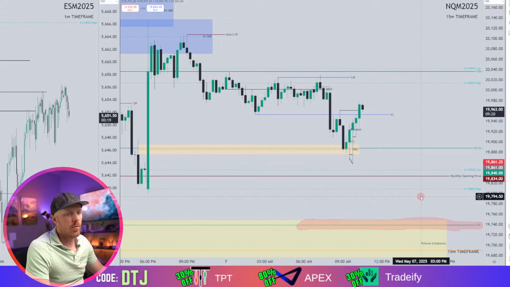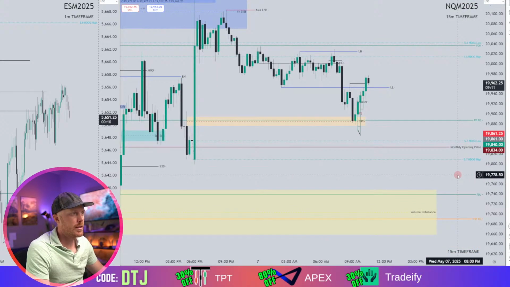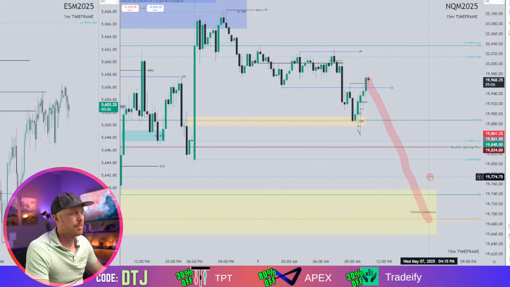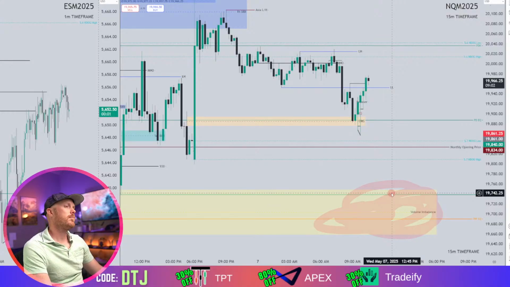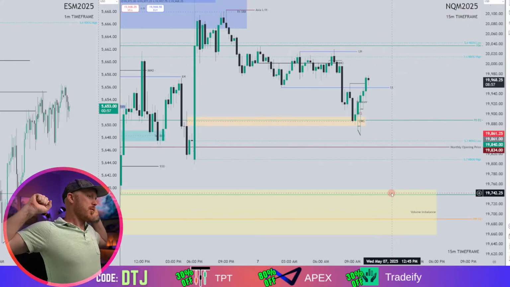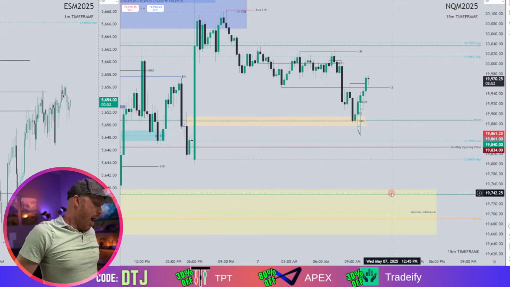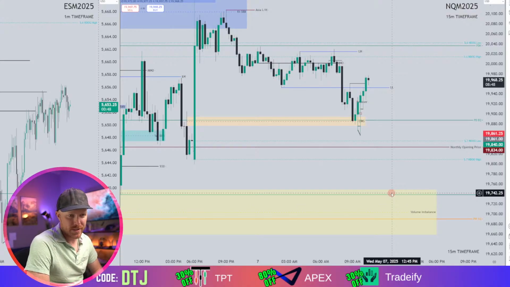And my guess with FOMC, more than likely, he's not going to do what Trump wants. He's probably not going to lower interest rates. And if he doesn't lower interest rates, we're going to see this. Boom. We will see this volume imbalance tagged. That's my opinion. Now, sometimes the market will do the complete opposite just because it can. This is why we don't try to predict where price is going to go.